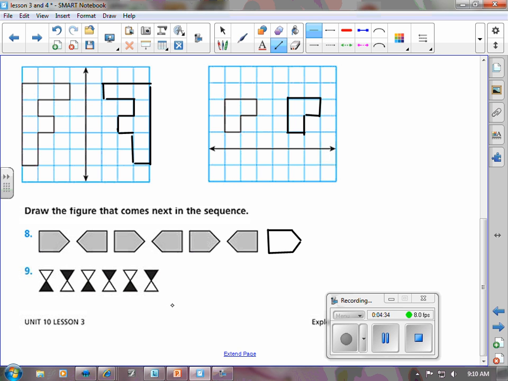Right? This one, you've got white on top, white on bottom, white on top, white on bottom, white on top, white on bottom. So when I go to make the next one, right, I'm going to have the little white triangle on top and the little black triangle on the bottom. So I'm going to color this one in with black.